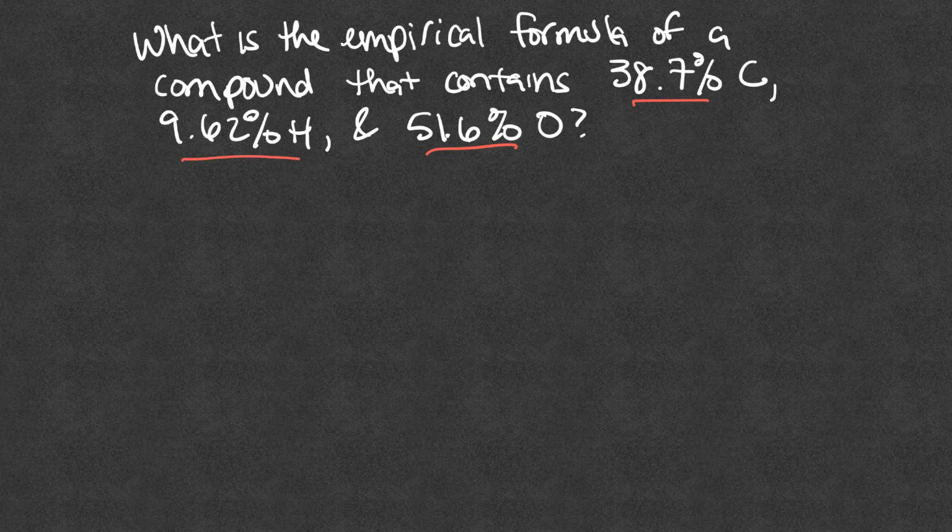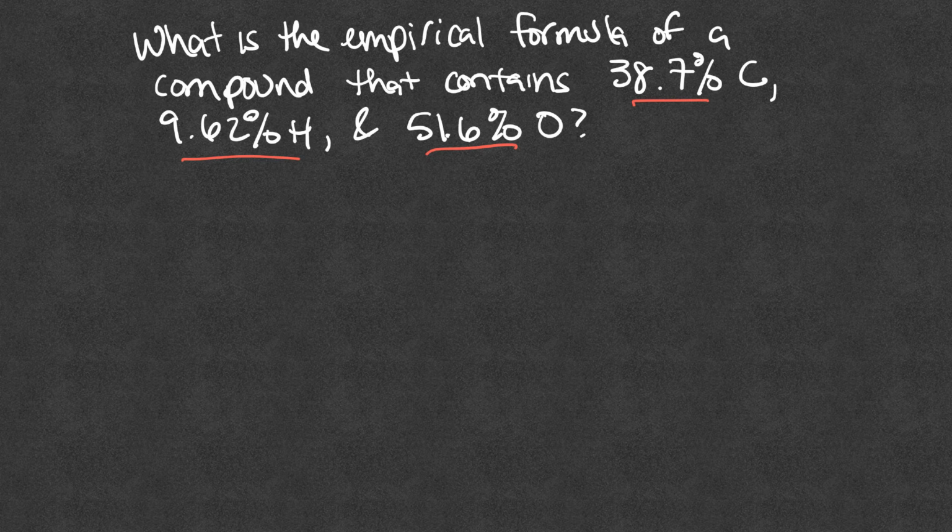So first, you want to change each of the percentages to grams. If they give you all of the percentages, you could roughly assume that all of them added together are 100%. So let's say I have 100 grams of this sample. Then you could simply change each of them into grams. So we have 38.7 grams of carbon, 9.62 grams of hydrogen, and 51.6 grams of oxygen.